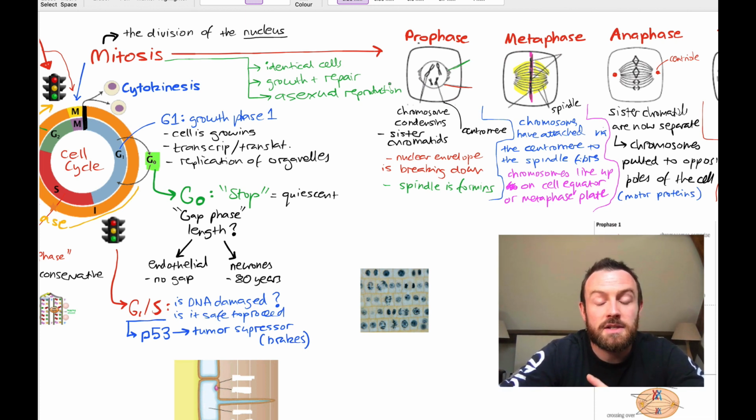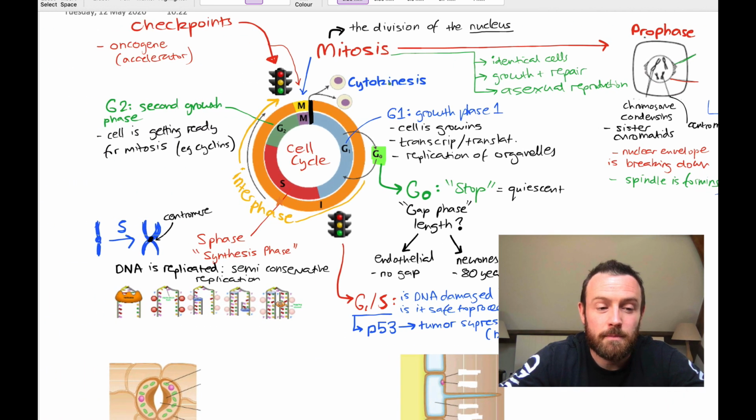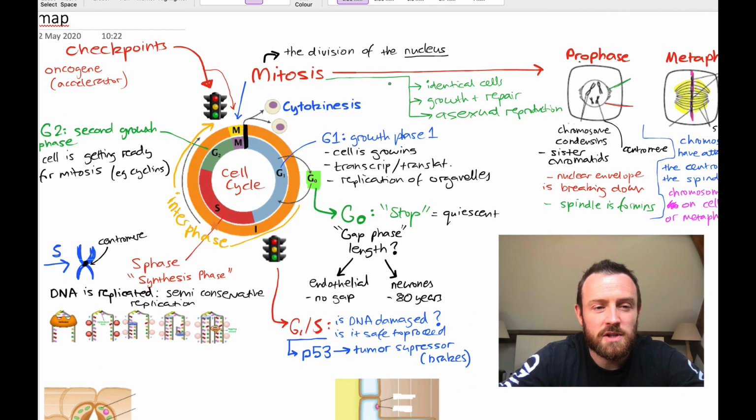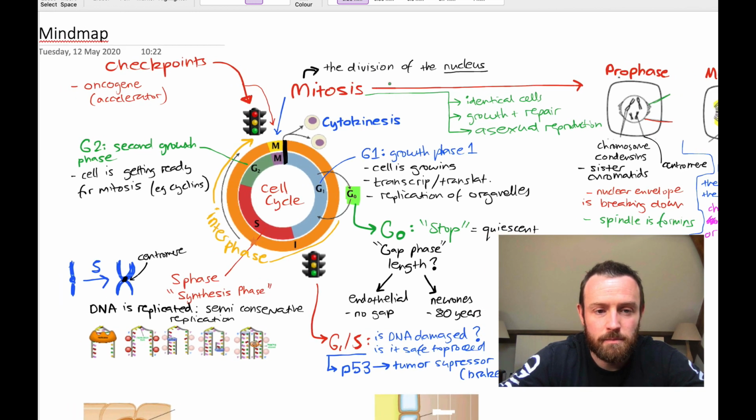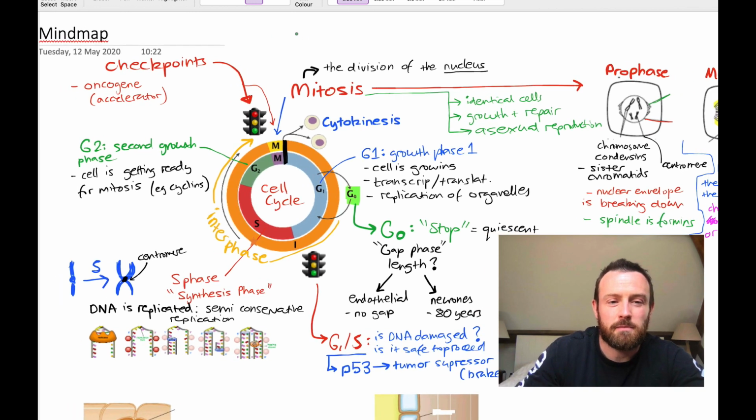Remember, we don't say mitosis is happening in prokaryotes, because mitosis is specifically the division of the nucleus, and in prokaryotes we don't have mitosis, we have something called binary fission, which is the splitting of a bacterial cell. It is worth, just whilst I remember, where am I going to put this on my mind map? Binary fission. I'll just put it a little bit above.